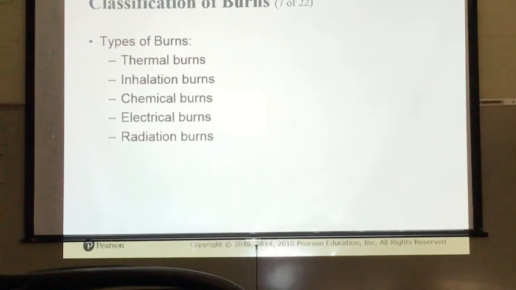Types of burns. Thermal burns are associated with heat applied to the body. Inhalation burns are associated with high temperature air or steam that is inhaled and causes damage to the mucosa or the upper airway. Chemical burns are produced by acids, alkalis, and other heat generating chemicals. Electrical burns result from resistance to electrical current flow in the body. You have radiation burns, which occur from the absorption of radiation into the body.